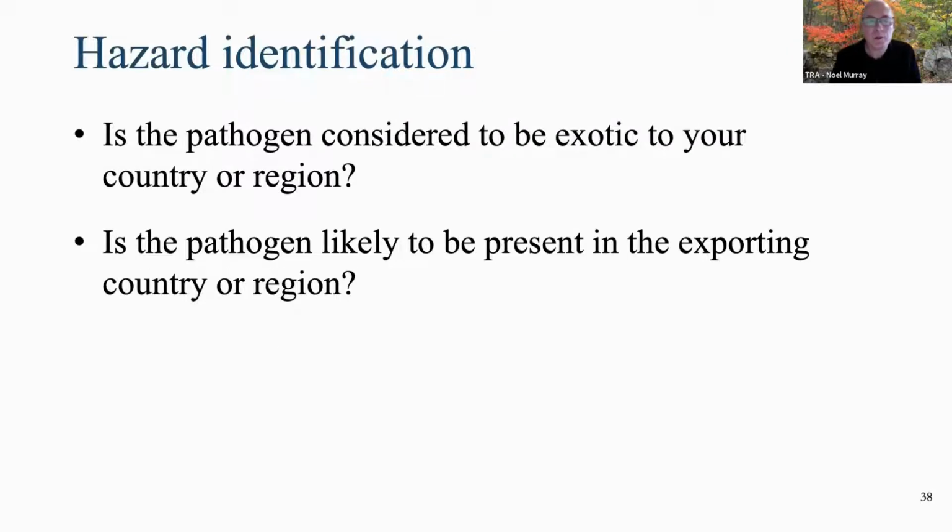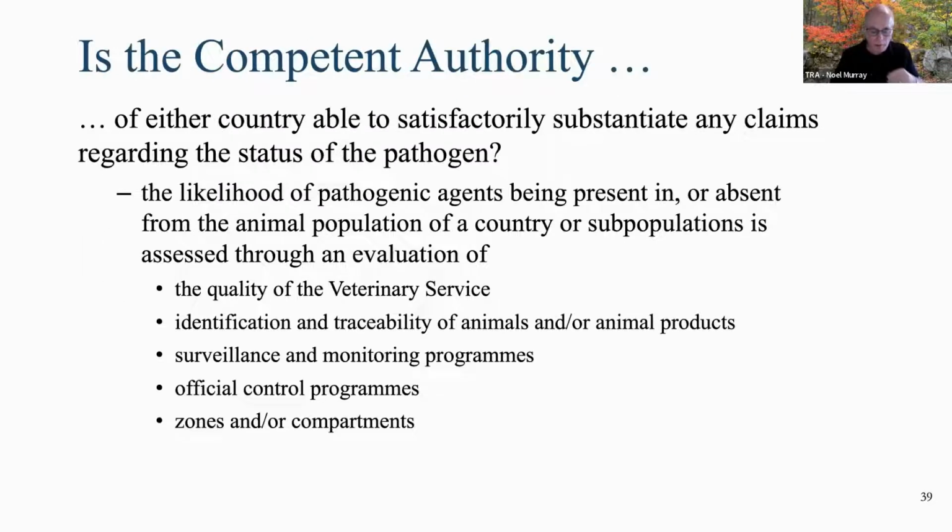And then we could ask ourselves a couple of other questions. Is it likely to be exotic to your country or region? Is it likely to be present in the exporting country or region? We could also, if we're looking at compartments as well, consider those questions. Is the competent authority or the veterinary service of either country able to satisfactorily substantiate claims regarding the status of the pathogen?